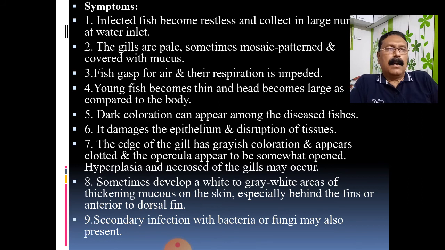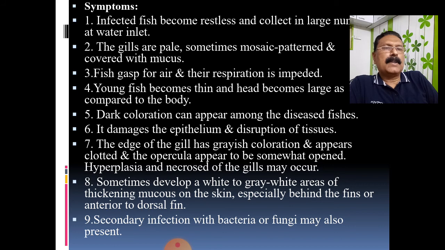Due to the infection of these parasites, the skin tissues, the muscles as well as the epithelium are damaged, and hence the fish suffers, rubbing its body and needing more oxygen. Therefore, they try to go to the surface or towards the inlet where the fresh water is coming. The young fish becomes thin and the head becomes large compared to the body. It is also one of the important characteristic symptoms of Gyrodactylus.